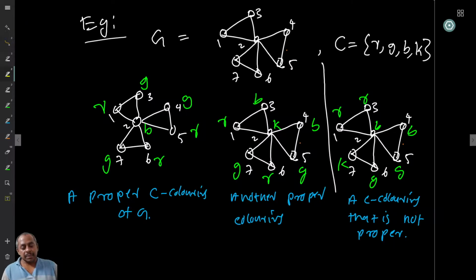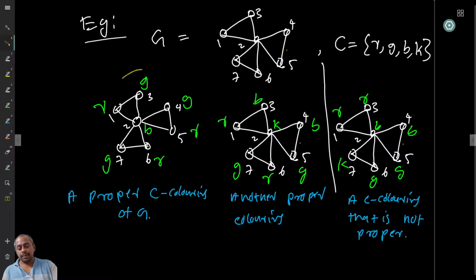So here are some examples. We have a graph G with some colorings here. Let's say the set C is R, G, B, and K. I am going to color using these four possible colors: red, green, blue, and black. So what colorings are possible? Here is a proper coloring of G using the colors in C, where I color the central vertex with B.